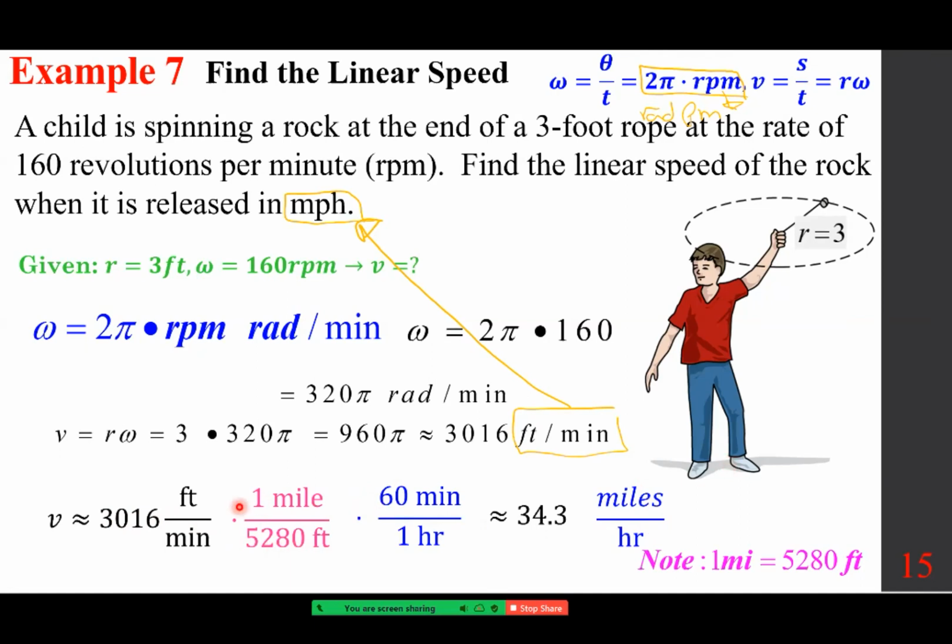I went over this in detail because I wanted you to see the unit conversion, which is really not too bad. Unit conversion.